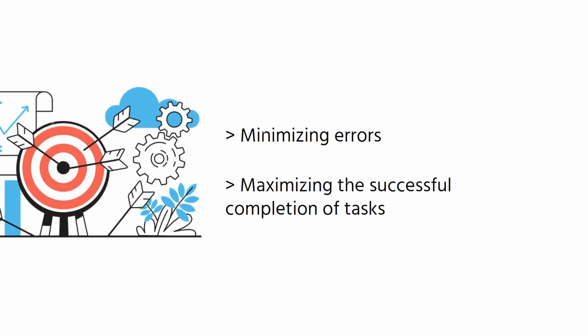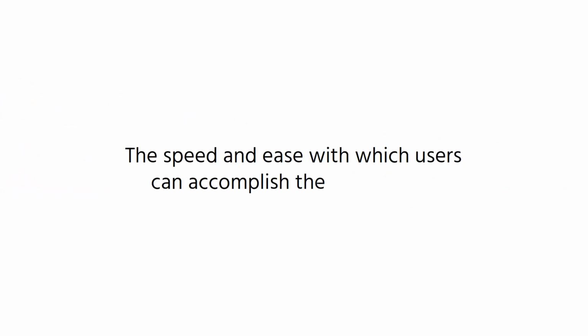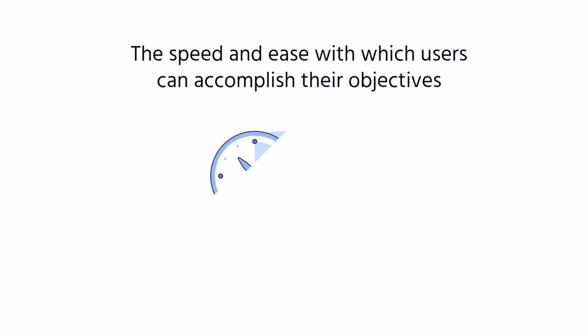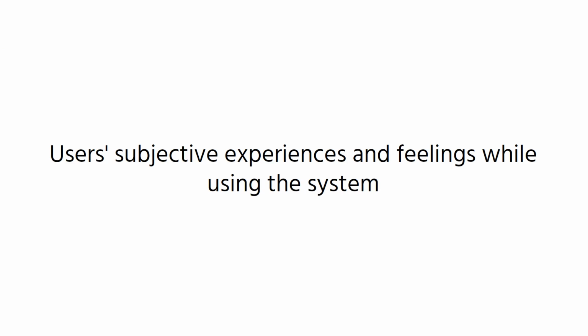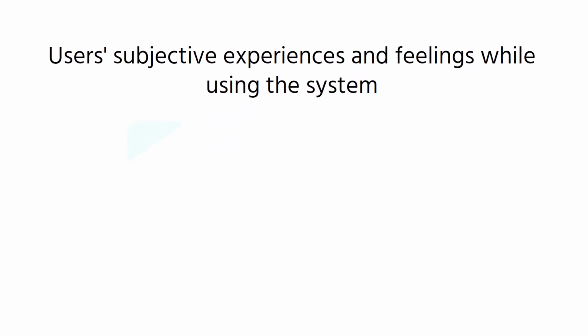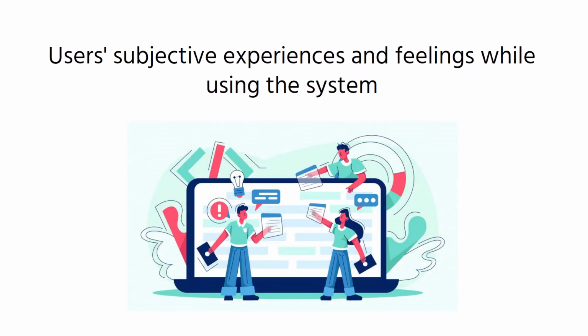Efficiency, closely tied to effectiveness, refers to the speed and ease with which users can accomplish their objectives. When a system is efficient, users can perform tasks quickly with minimal effort, which enhances productivity and reduces frustration. Satisfaction, another critical dimension, reflects users' subjective experiences and feelings while using the system. A highly usable system provides a pleasurable and engaging experience, fostering positive perceptions and encouraging repeated use.